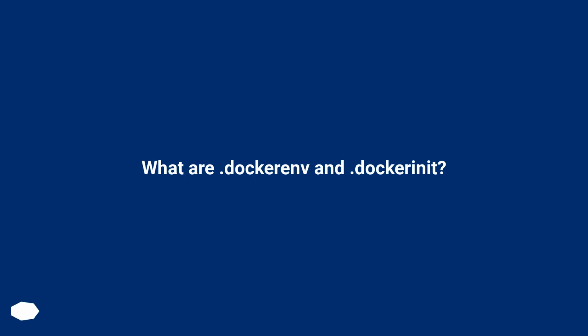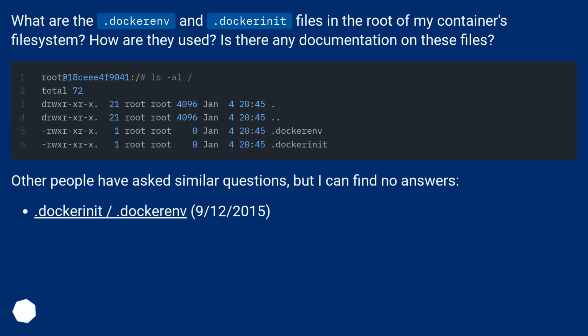What are .dockerenv and .dockerinit? What are the .dockerenv and .dockerinit files in the root of my container's file system? How are they used? Is there any documentation on these files? Other people have asked similar questions, but I can find no answers. .dockerinit / .dockerenv, the 9th of December 2015.